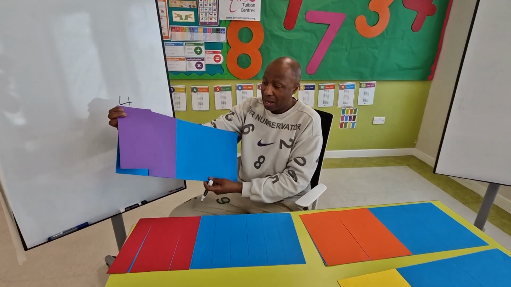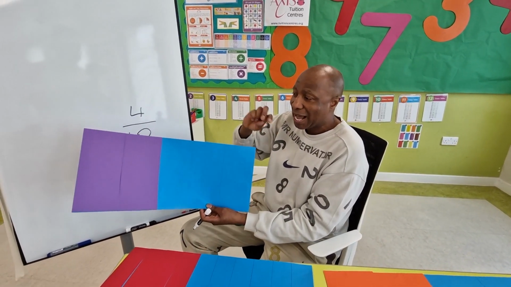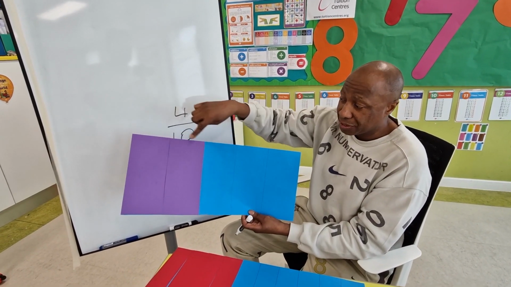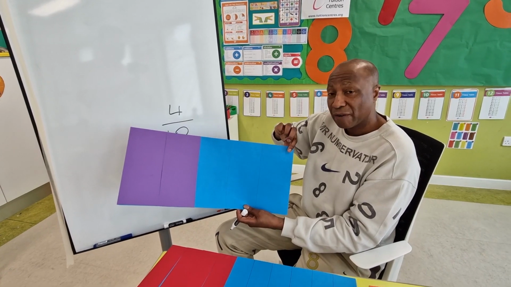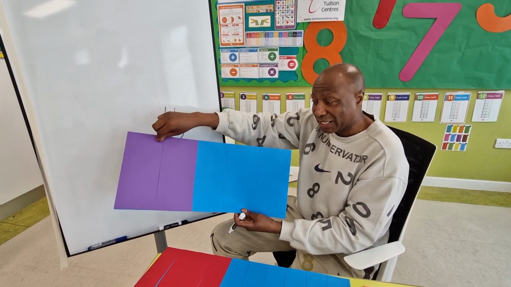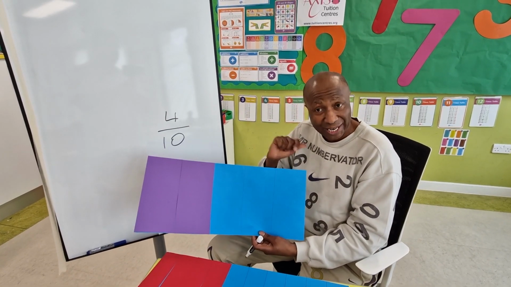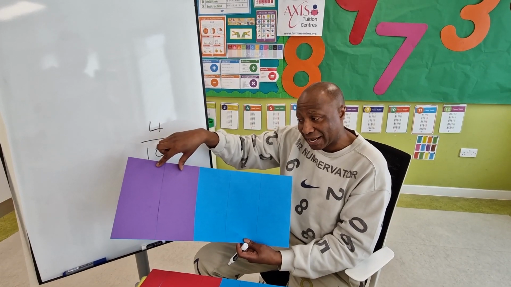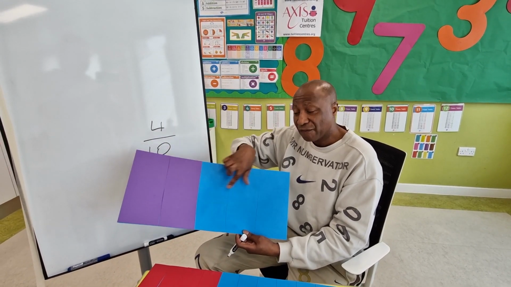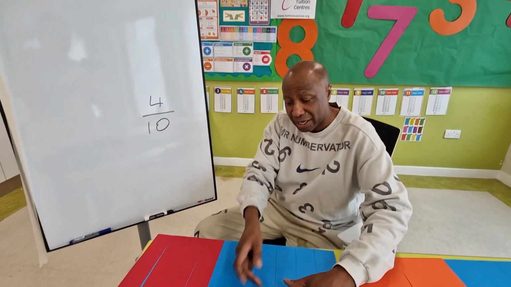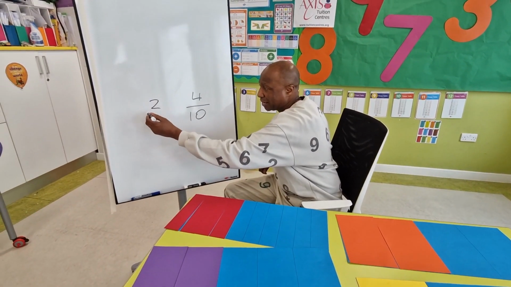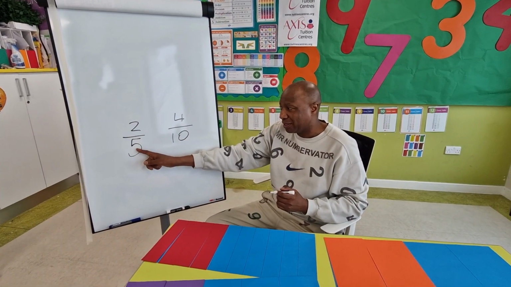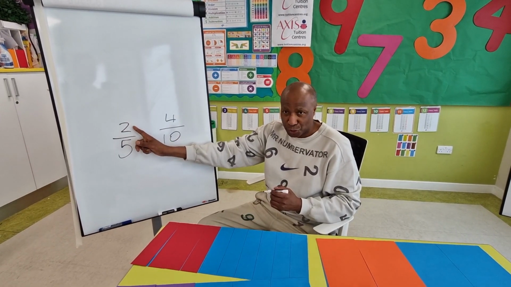Can you help me? How many equal pieces have I divided this rectangle up into? Let's count. 1, 2, 3, 4, 5. So I have divided this rectangle into 5 equal pieces, and I have shaded in 2 of my 5 pieces. So that means I have got the fraction 2/5. I have got 5 equal pieces and I've coloured in 2 of them.